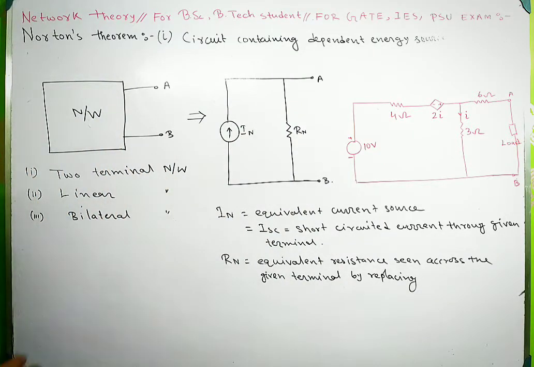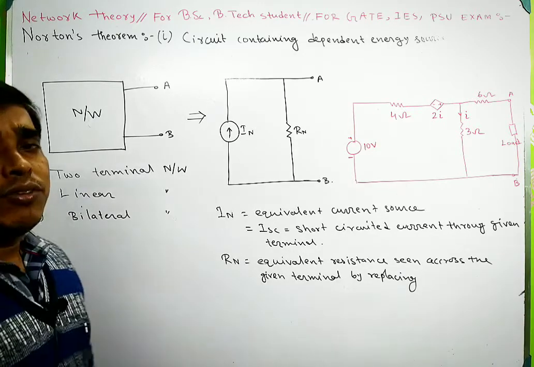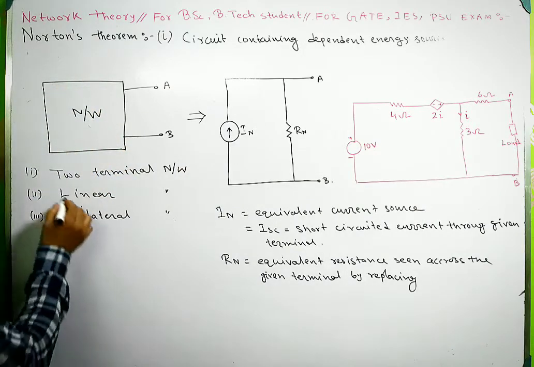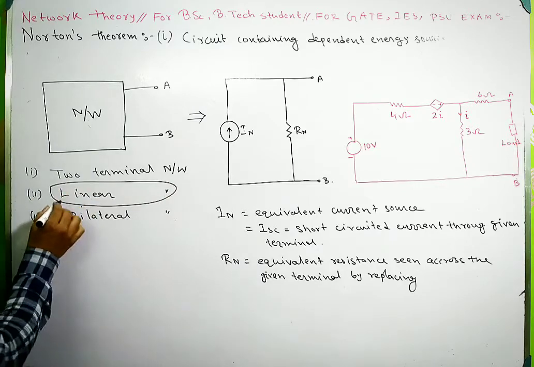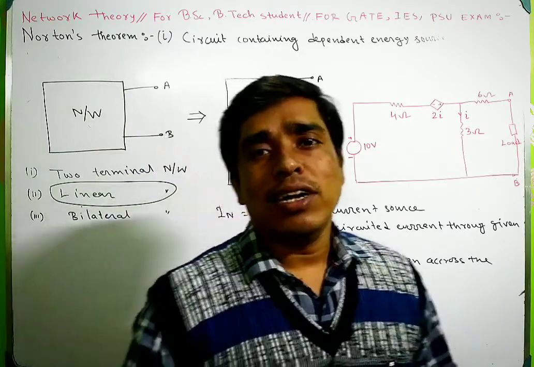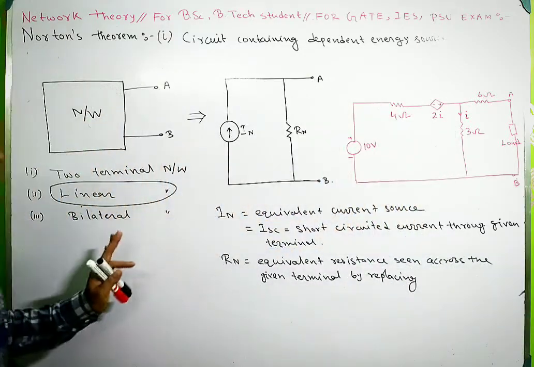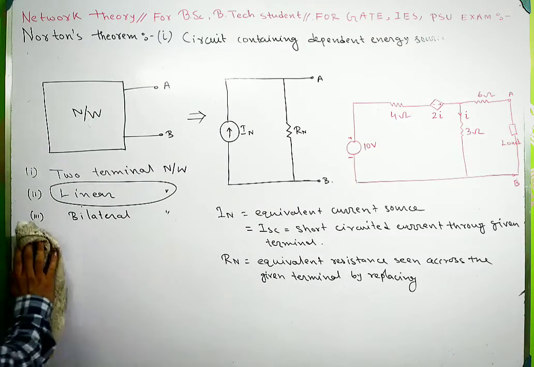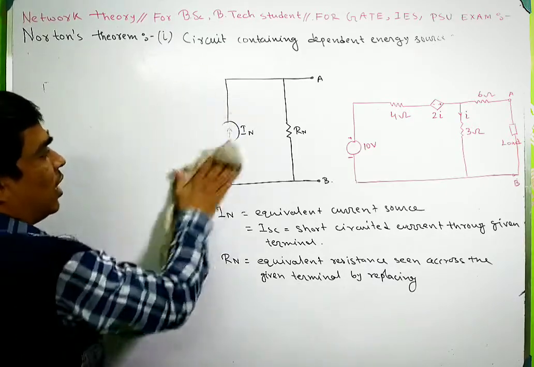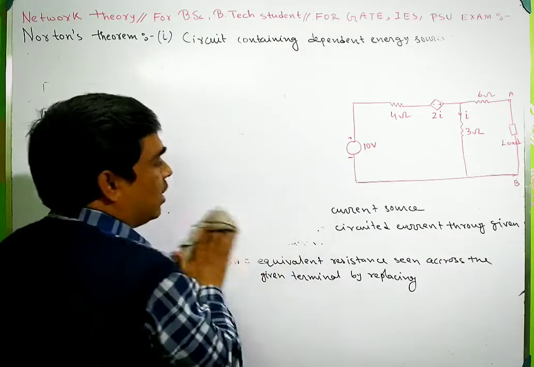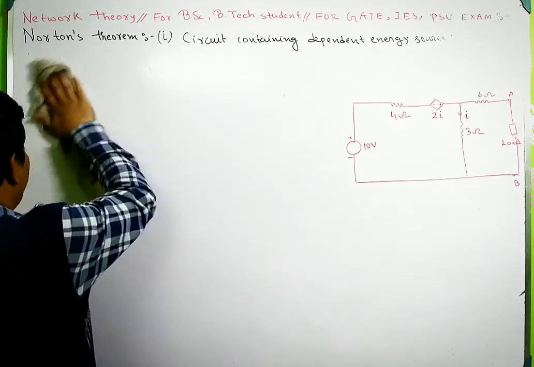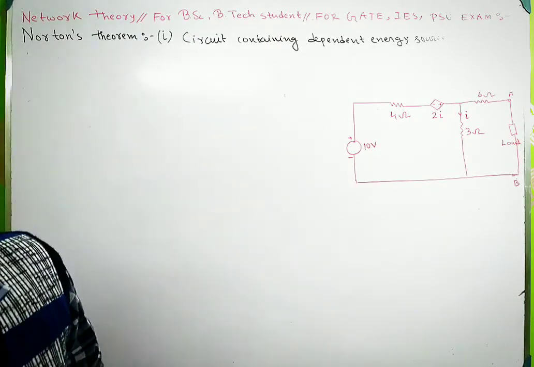Now, what is the limitation of this Norton theorem? Here you see that this theorem is only valid for linear networks. So if the circuit contains nonlinear elements, then you cannot apply Norton theorem. And this Norton theorem is valid for AC source, DC source, and it can be applied in time domain as well as frequency domain.